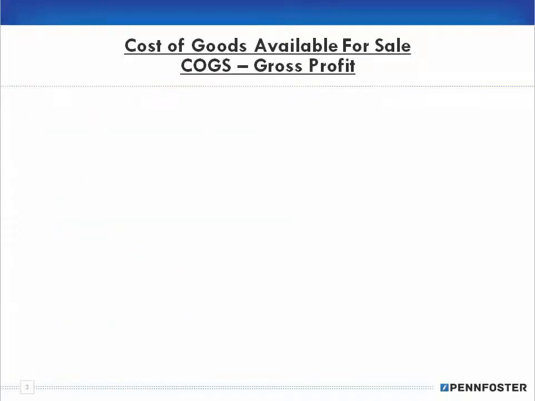Okay, so now if you noticed, I had said cost of goods sold and cost of goods available for sale, but I switched them around and put the available for sale first, and then I also included gross profit.